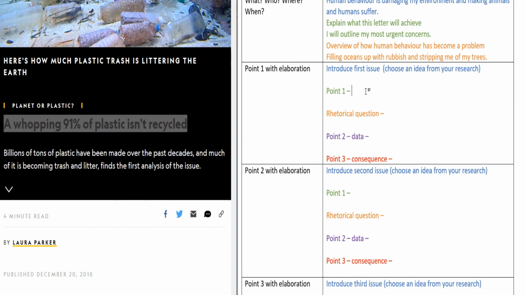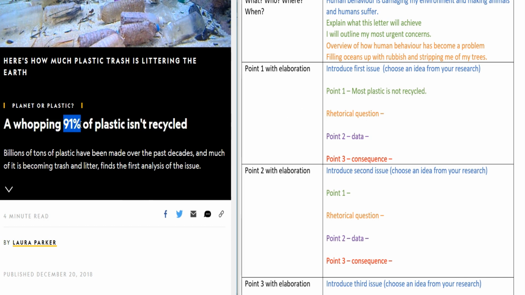Now, watch very carefully here. So I'm just going to write my plan. I'm not going to write the whole thing. This is just my notes to help me when I come to write. Most plastic is not recycled. Now note here, I haven't put in the 91% yet because I want to save that for my data part of the plan. Right, so my point is most plastic is not recycled.